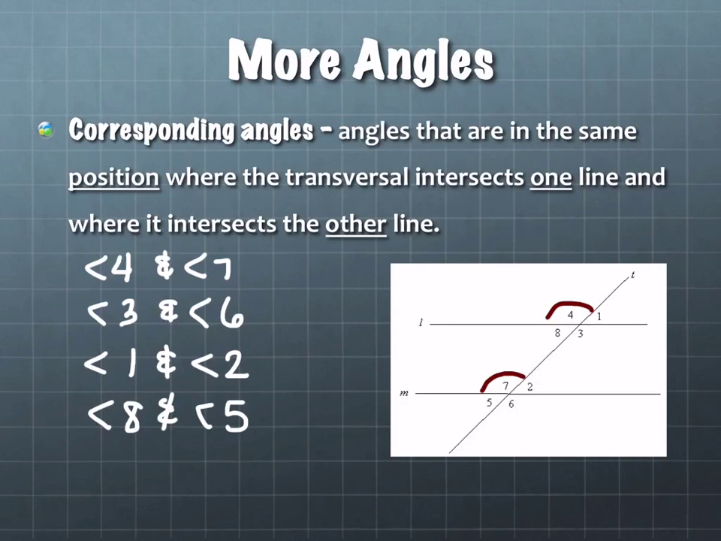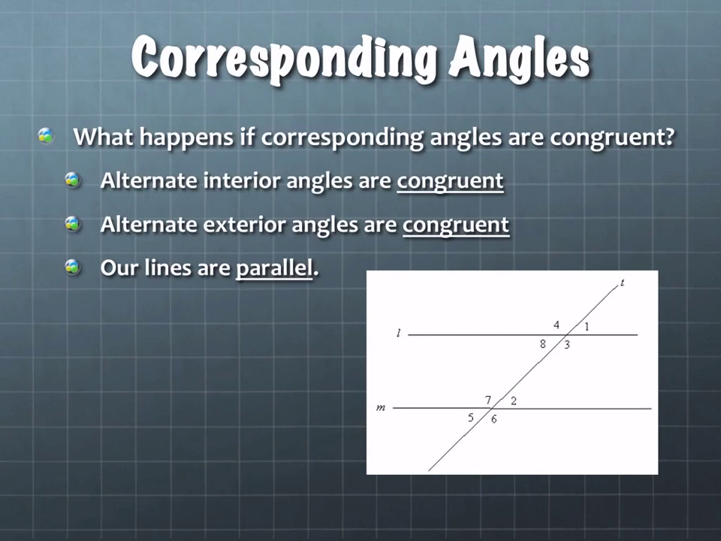So we already said that L and M don't have to be parallel, okay? We said that. But if the corresponding angles are congruent, then the alternate interior angles are congruent, and alternate exterior angles are congruent, and our lines are parallel. And not only is that true, but if any one of these 4 facts is true, you get them all 4 for free.